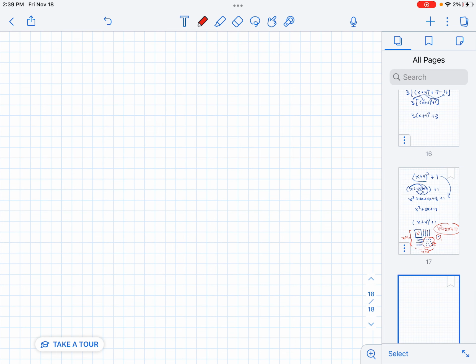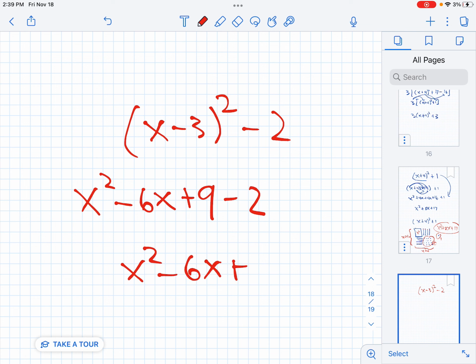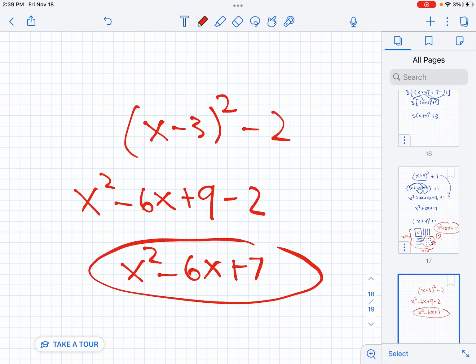Okay, let me give you one to try. Try doing this guy. x minus 3 squared minus 2. Great. So we expand that out. It's going to give us x squared minus 6x plus 9 minus 2. x squared minus 6x plus 7. And that's it. All right.